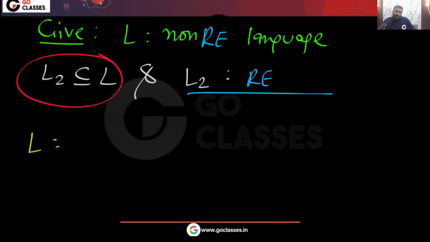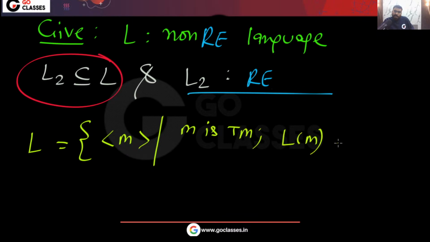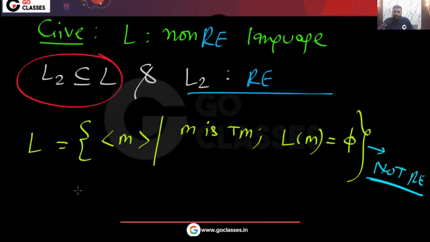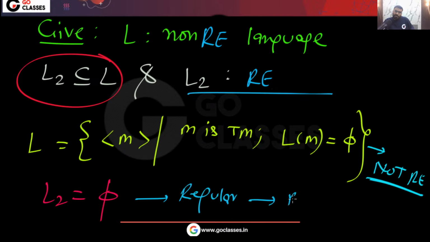Yes, of course, I can give you L equal to the set of Turing machines M, where M is a Turing machine and L(M) is equal to phi. So this language is actually not RE. This is unrecognizable. Now you can take its subset, which is phi, which is recognizable, which is regular, which is RE. Yes or no? Is this clear? Please tell me.